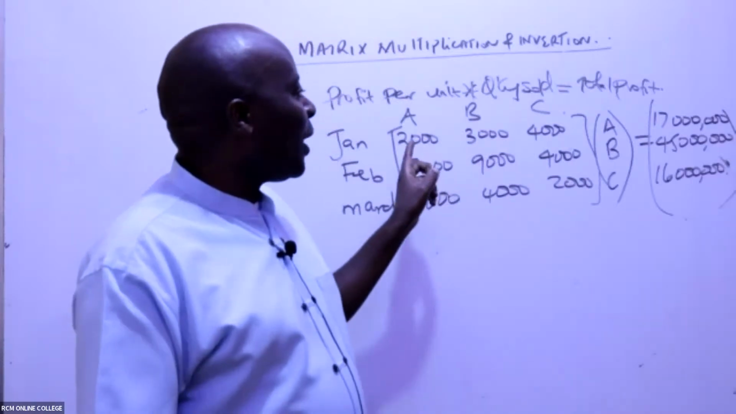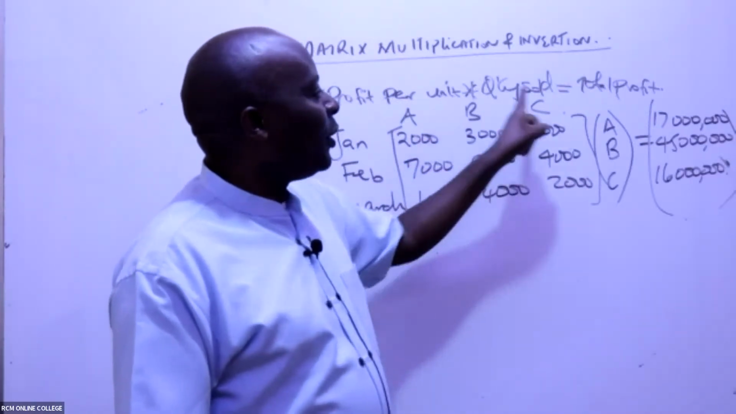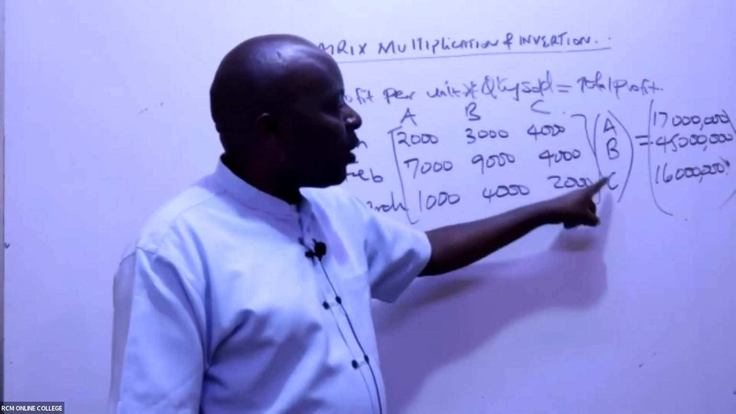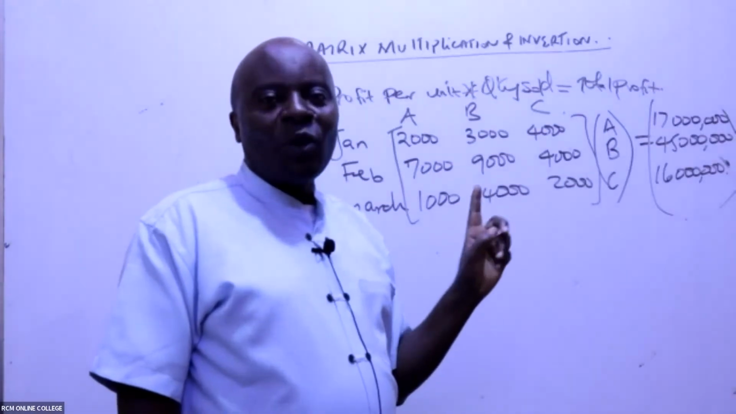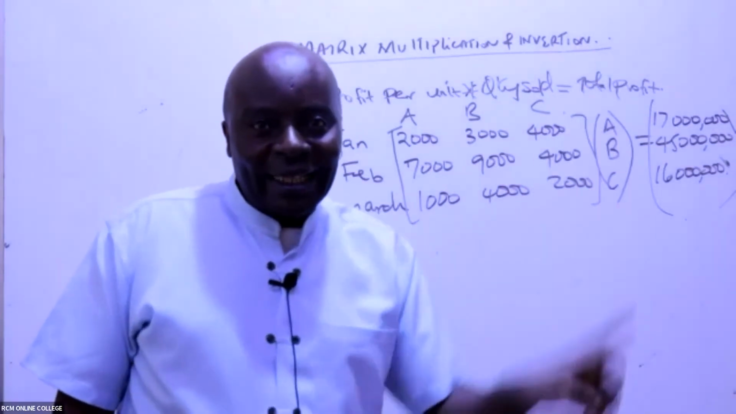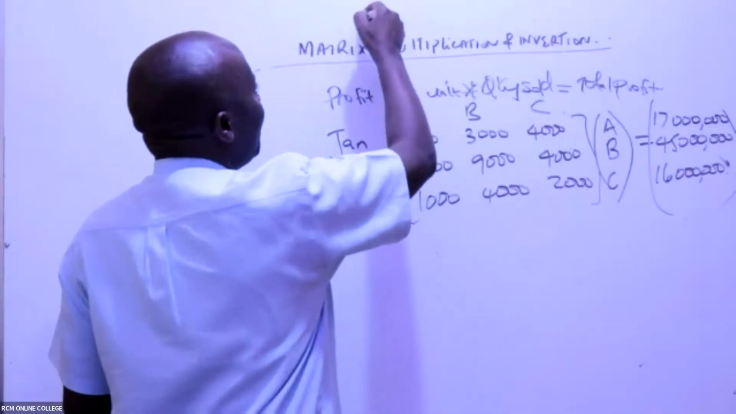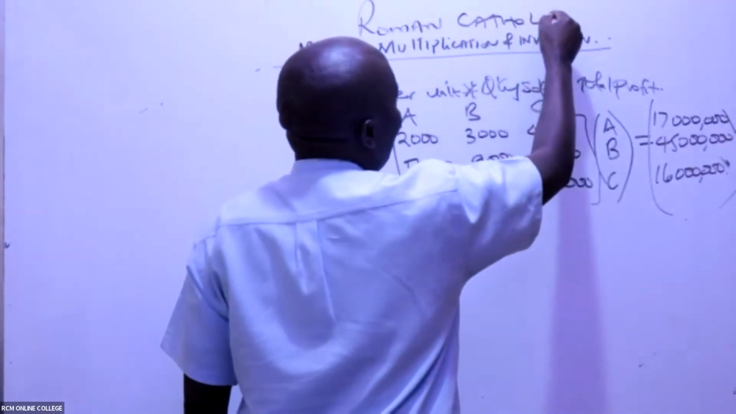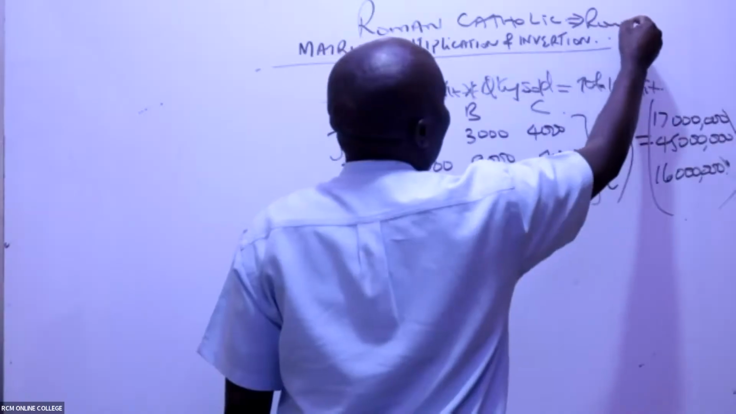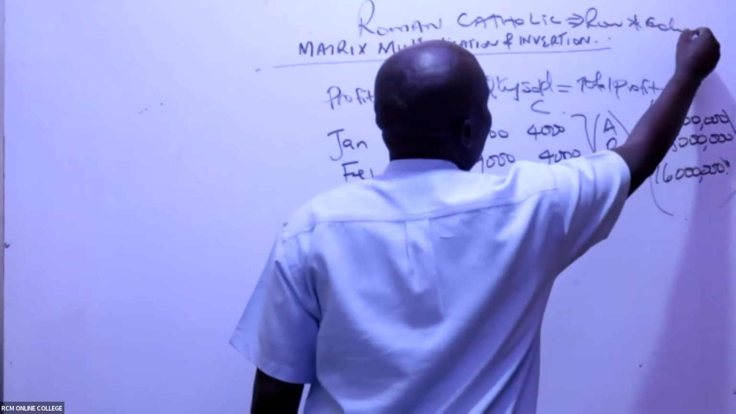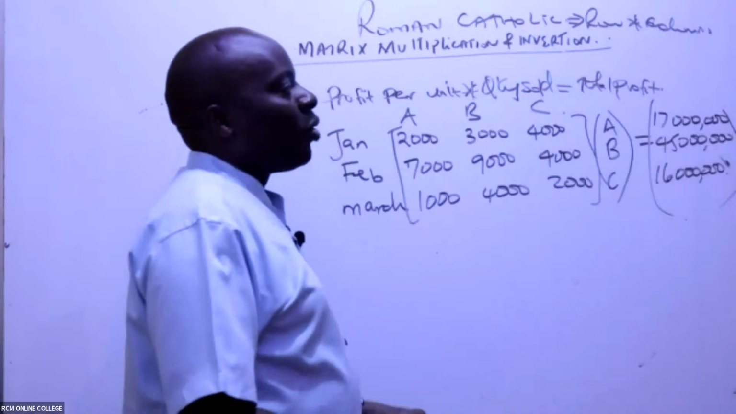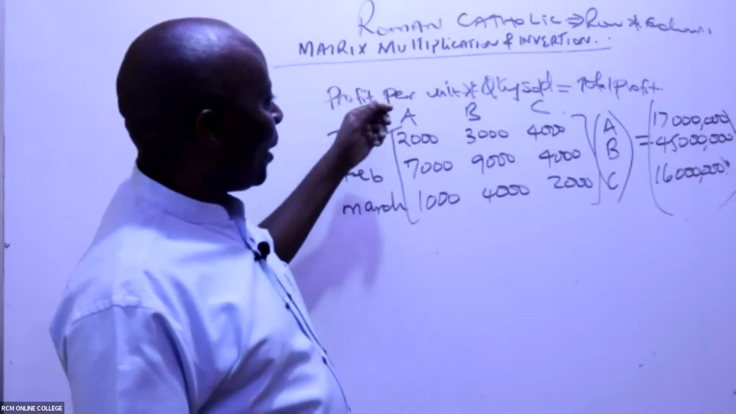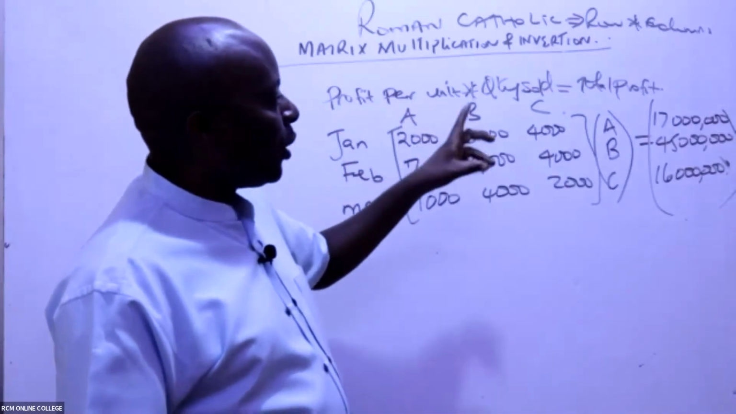So now the figure of A will multiply with the A here. The figure of B will multiply with the B there. The figure of C will multiply with the C there. Because normally we multiply using the concept of Roman Catholic: rows multiplied by columns. So to get, ladies and gentlemen, total profit, we shall take profit per unit times quantity sold to get that total profit.